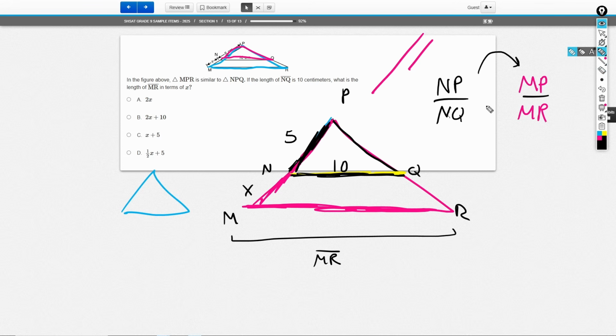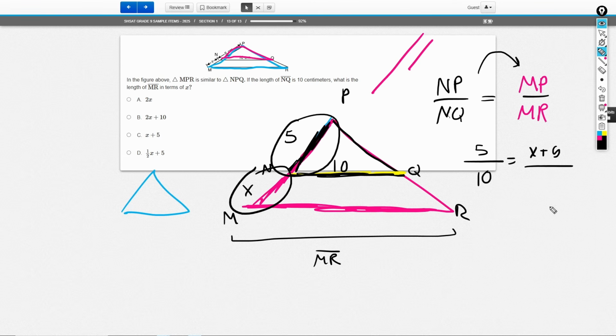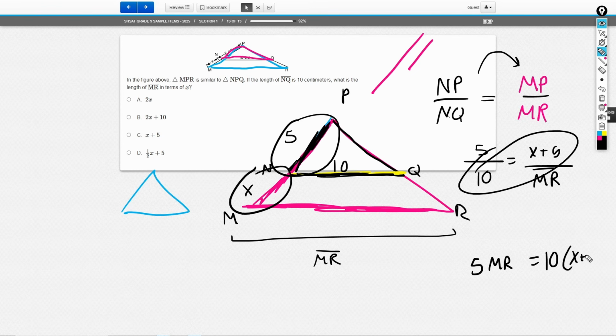From here, what I can do is plug in values. I know that NP is 5, and I know that NQ is 10. I know that MP is x plus 5 because we have to add this x to this 5 to get x plus 5. And finally, I'm solving for MR, so I'll keep it the same. Now I can have 5 MR equal to 10 times x plus 5, because I'm cross multiplying. Here I have 5 MR is equal to 10x plus 50, and then I know that MR is equal to 2x plus 10, which is choice B.